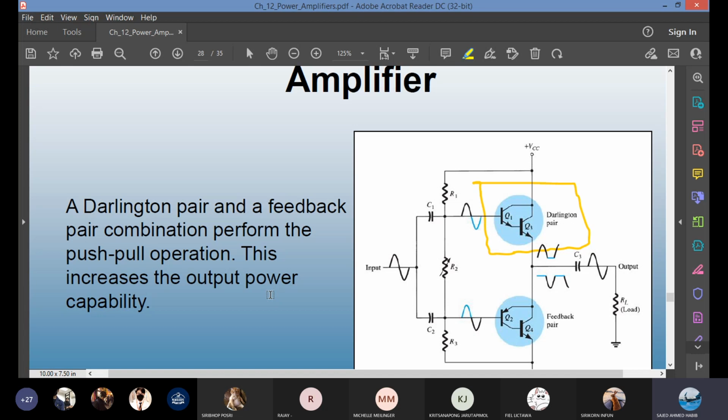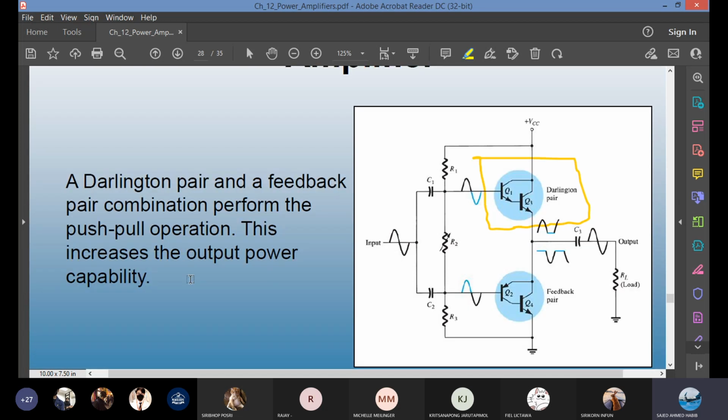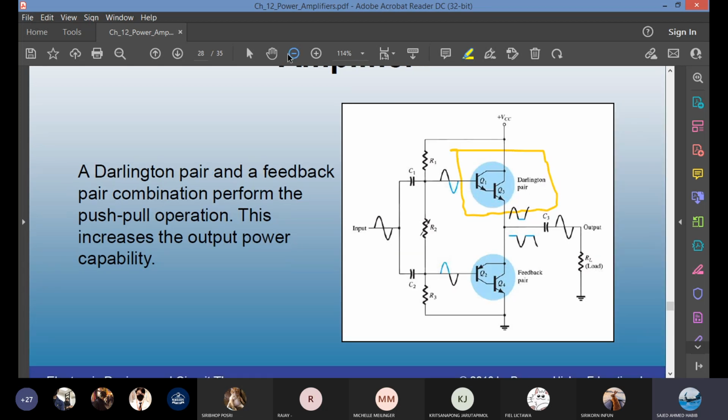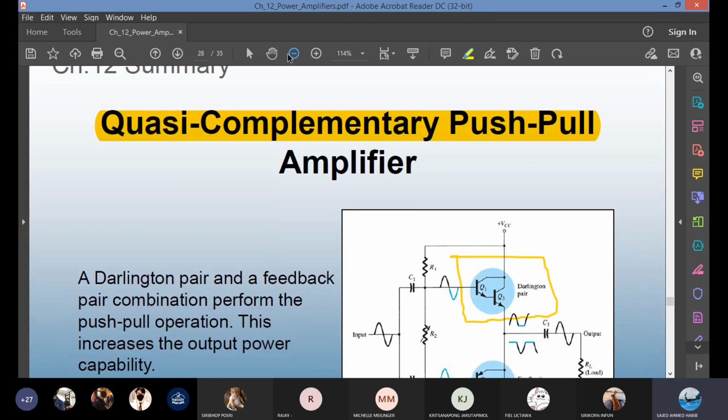It will increase the output power ability as well because the Darlington has a very high current gain. The current is multiplied by 2 betas. The input current will get multiplied by beta 1 and beta 2, and you see you are getting the output at this point. There's no problem to solve from this quasi-complementary.